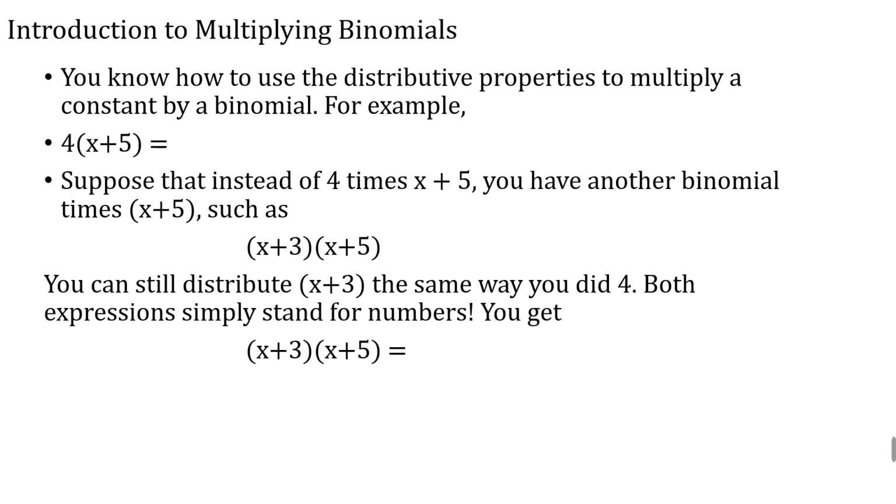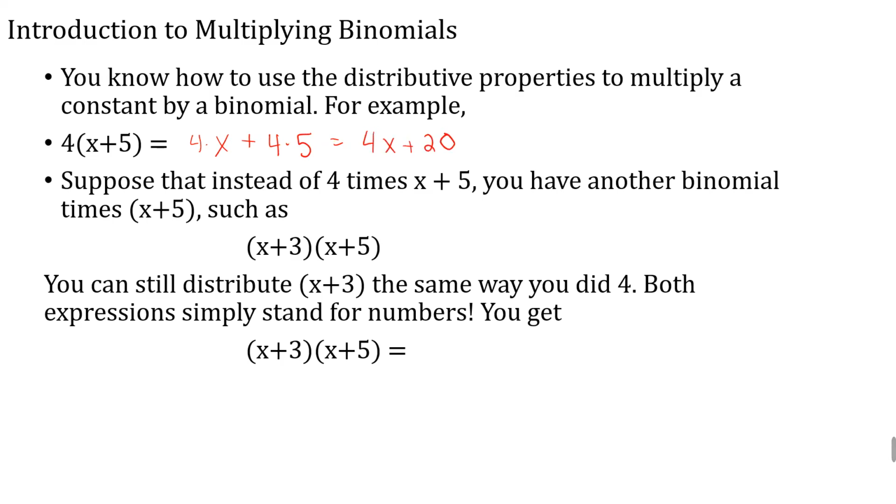So you know how to use the distributive property to multiply a constant by a binomial. And remember, a binomial is a polynomial with two terms. So for example, we have 4 times the quantity of x plus 5. So you would take 4 times x plus 4 times 5, and you would write that as 4x plus 20.